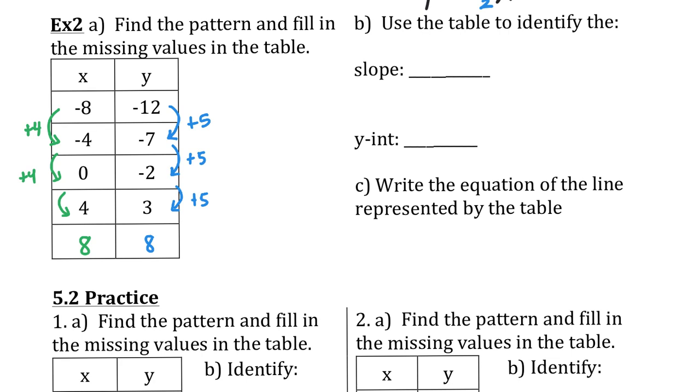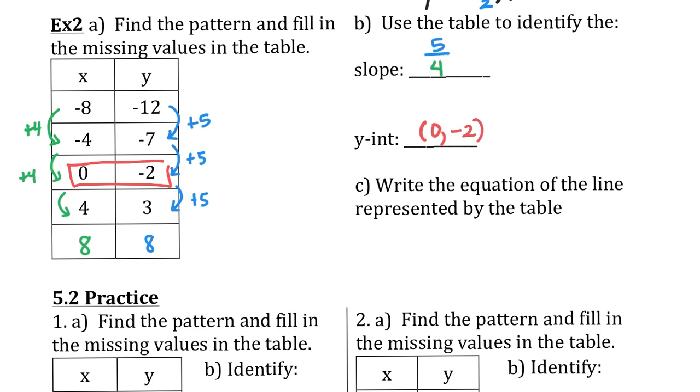The slope is the change in y over the change in x. The y-intercept is always 0, comma, and if I look at the table, this is x is -8, x is -4. Here's x is 0. When x is 0, y is -2.